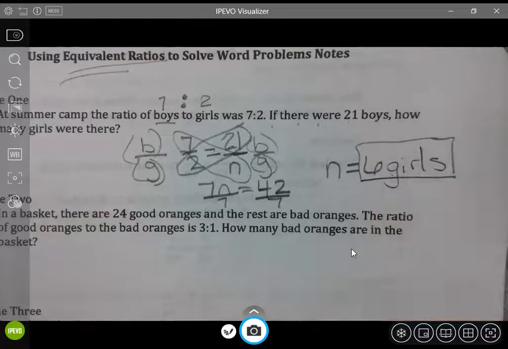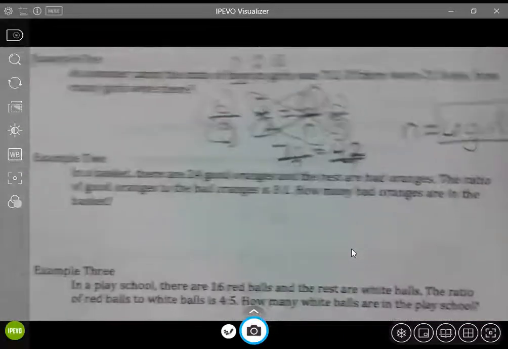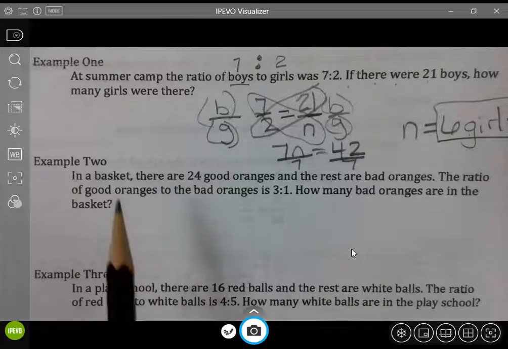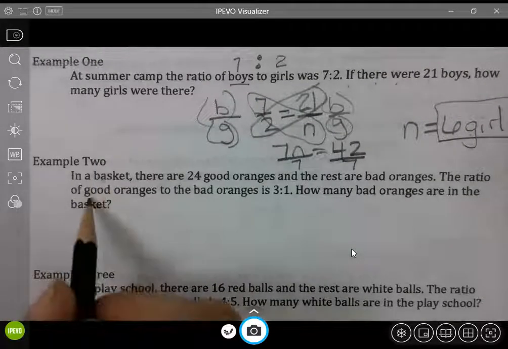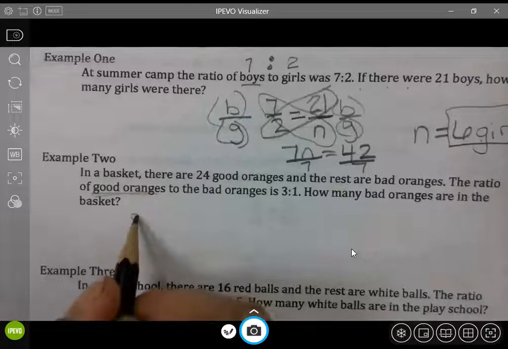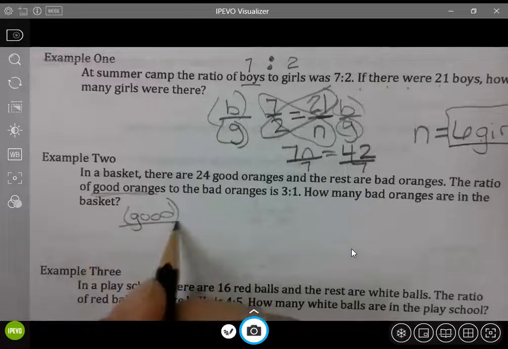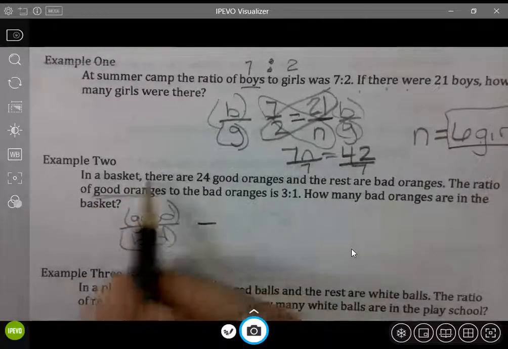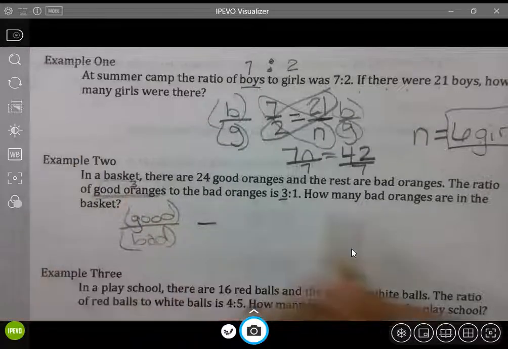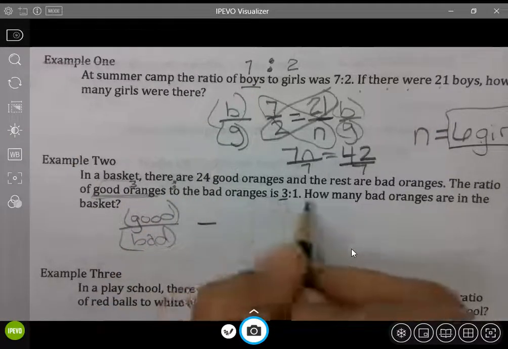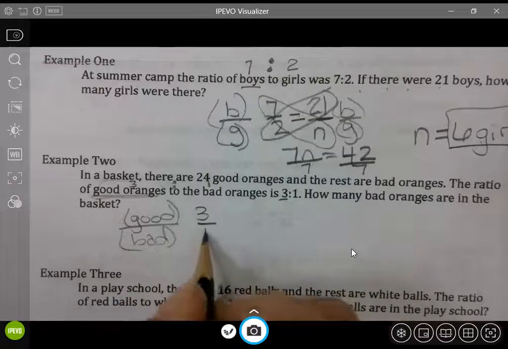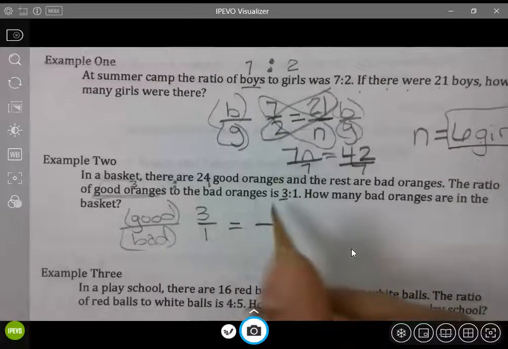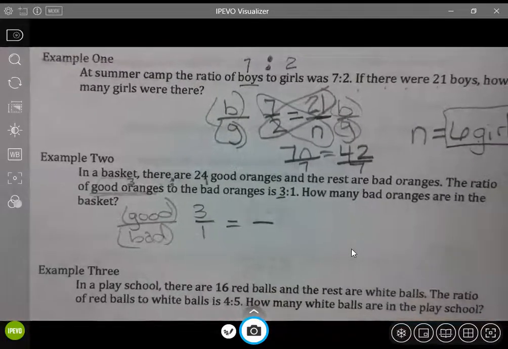Has the same ratio. Example 2. In a basket, there are 24 good oranges and the rest are bad. The ratio of good oranges to bad oranges is 3:1. Okay, so if it lists the good oranges first, I'm going to put good, bad, since they're both oranges. If it lists the good oranges first, then that will be your first number. You have 3, remember that's your colon, and the bad is going to be 1. So it's 3:1. You want an equivalent ratio. You want the same ratio, just with different numbers.